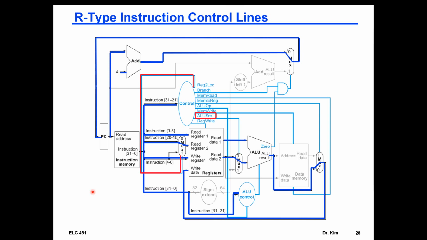This is the ALU source, which tells us that we are taking that second register from the register file for the second input of the ALU, not from the immediate field. This is the control, again, that tells us that we are bypassing the memory because it's a register instruction. And then finally that we are writing the register because it is a register instruction and we have a destination register.